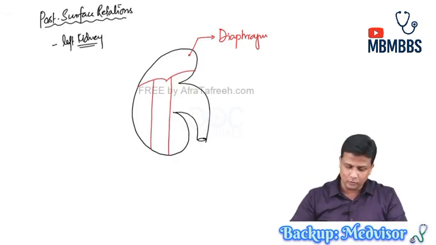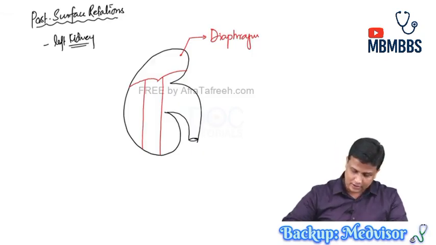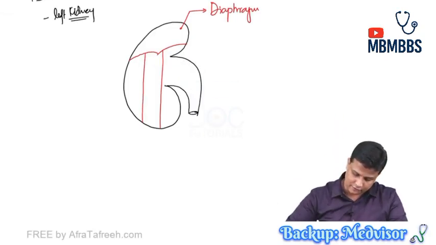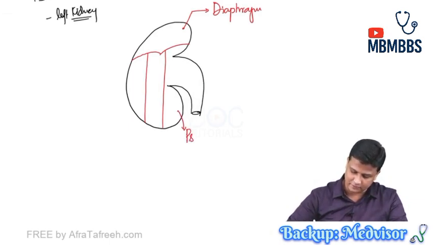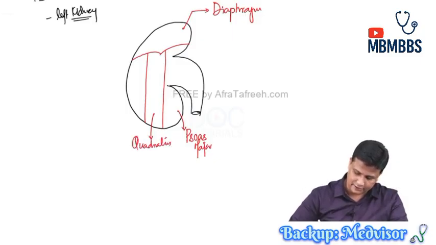And the lower part will be related to the muscles which form the posterior abdominal wall. The posterior abdominal wall is formed, on the medial side, by the psoas major muscle. Just lateral to that, you'll be able to appreciate the quadratus lumborum muscle. And lateral to that, you will be able to appreciate the transversus abdominis muscle.